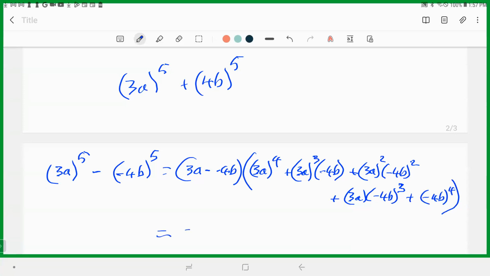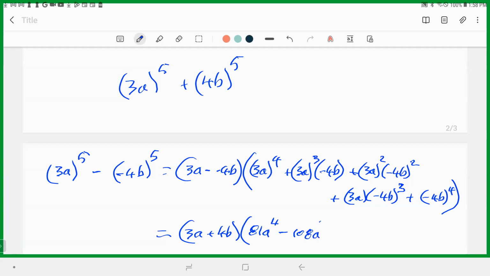Then it becomes 3a plus 4b, because minus a minus is a plus. Bracket. Doing this one, that's 81, 81a to the 4th power. And this is 27 times 4, but it's now minus. So you get 27 times 4, which is 108. Is that correct? Yep, 108.